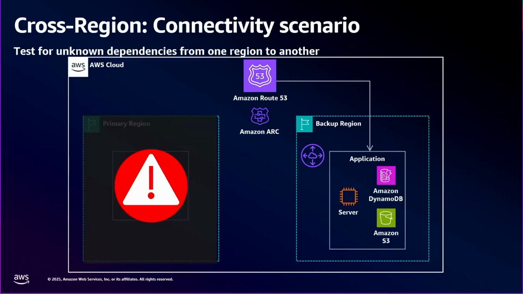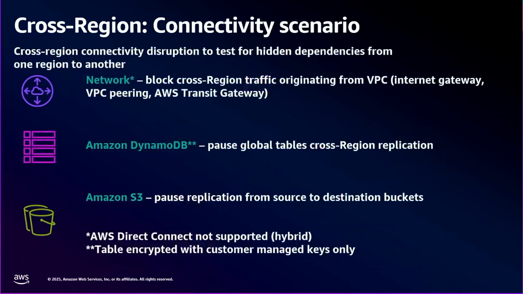What it would do is simulate the failure of one region. It would kill connectivity between the regions. If you're using Transit Gateway or VPC peering, it stops the connectivity between the two, so you can find those dependencies where you have unknown dependencies between the regions. It would pause things like replication on DynamoDB global tables and S3 cross-region replication.